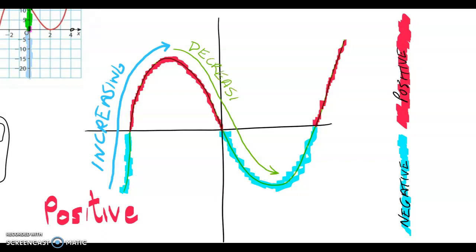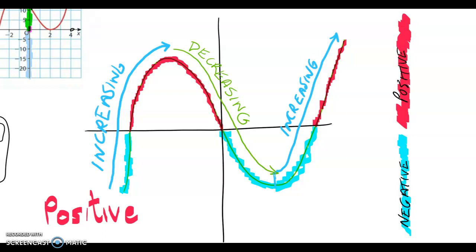Imagine you're on a roller coaster. When you're going up, it's increasing. When it's going down, it's decreasing. And then it starts increasing again right at the bottom part. That's when it starts increasing again. So, they're the different sections.